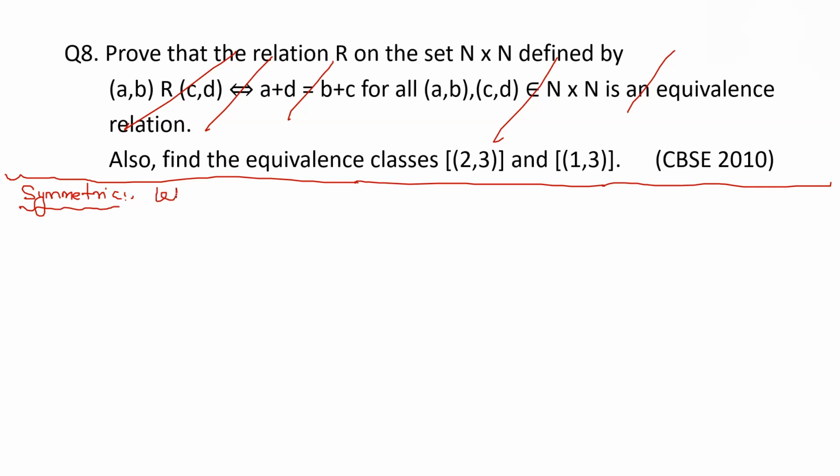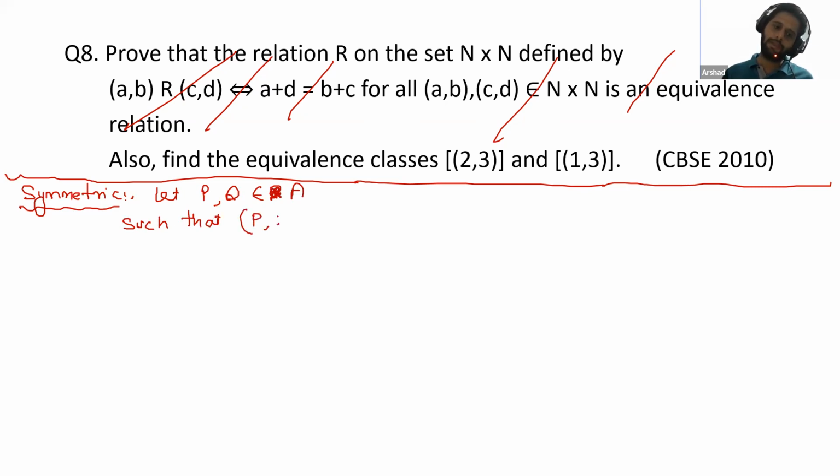Let two points P and Q belong to A and (P, Q) belong to R. Very good. Let P comma Q belong to A. We have two points P and Q belonging to set A, such that now we are taking this ordered pair such that P comma Q belongs to R. But before we do the proof, we should know what answer we need.